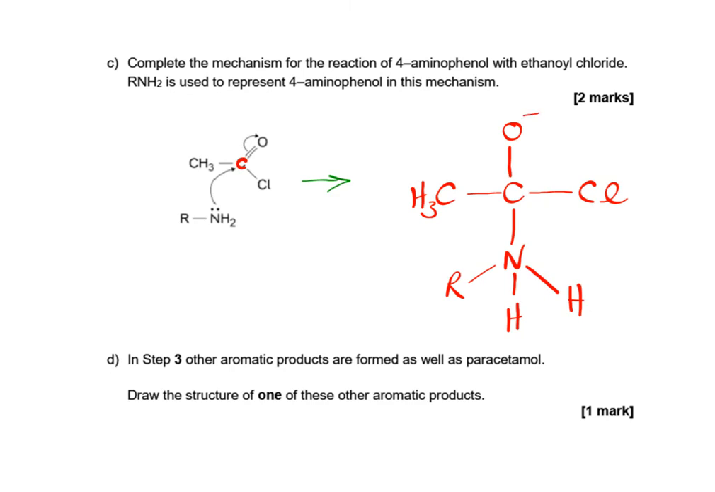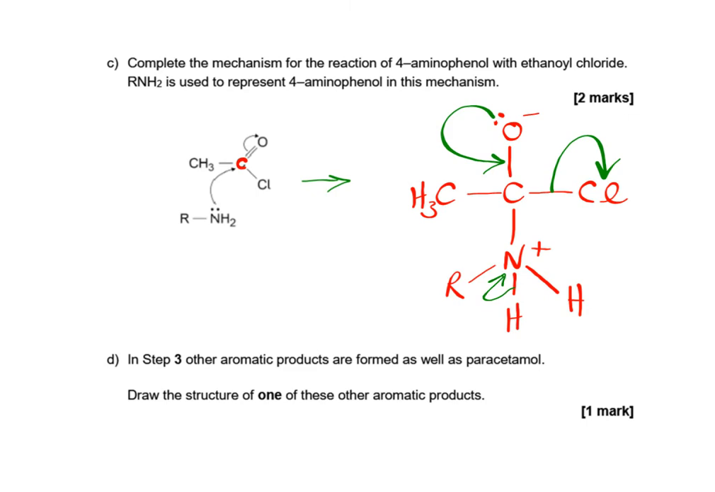So we've now got a mark for the intermediate, and we just have 3 arrows to put on. So we're reforming the double bond, we're kicking the chlorine out, and then we want to lose one of these hydrogens. So I'm going to do that one with the electrons going back to the nitrogen. We didn't need to show the product.